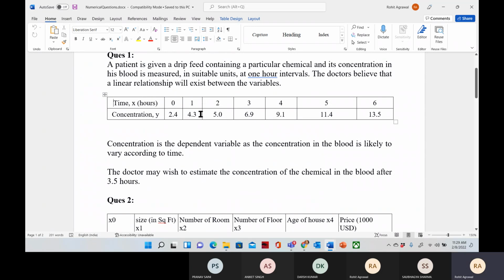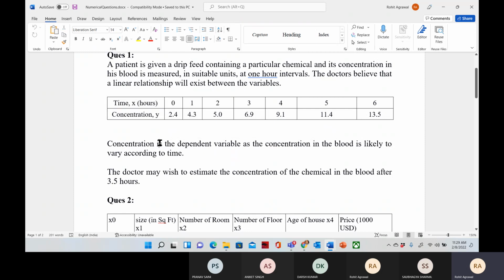Let me dictate this question again. A patient is given a drip feed containing a particular chemical, and its concentration in the blood is measured. This is the time interval. Initially the concentration is this, after 1 hour the concentration is this, after 2 hours the concentration is this, after 3 hours the concentration is this. So we have this data.